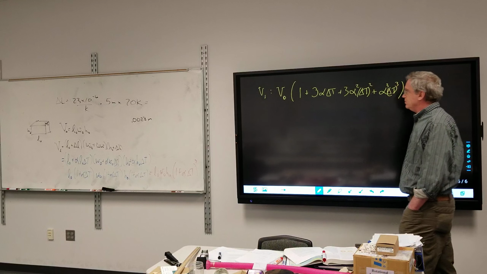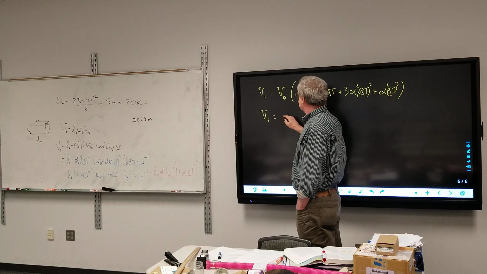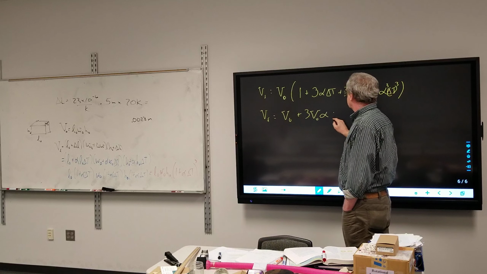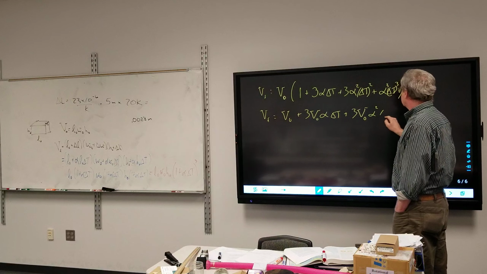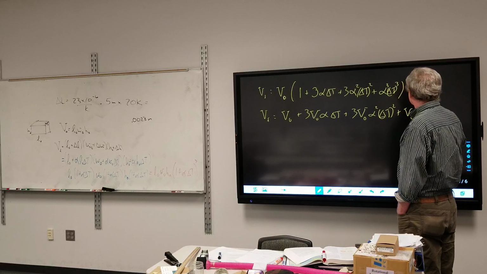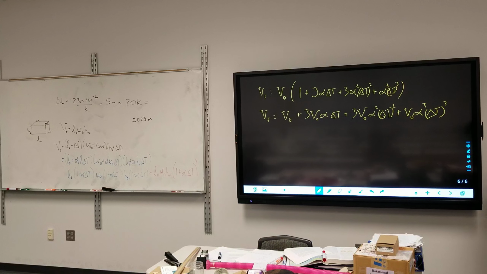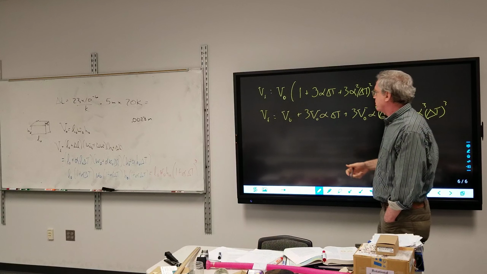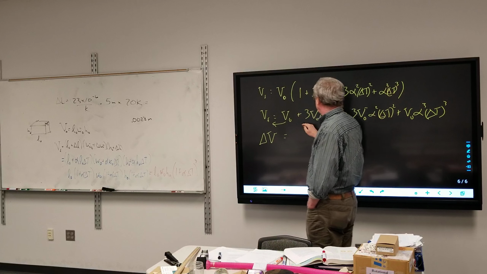Well, let's distribute the V sub naught. There are 2 ways of going about it. All right, I'm going to subtract the V sub naught because what we're really concerned with, just like before when we were concerned with the formula for the change in length, here we're concerned with the change in volume. So I get the change in my volume is equal to this.